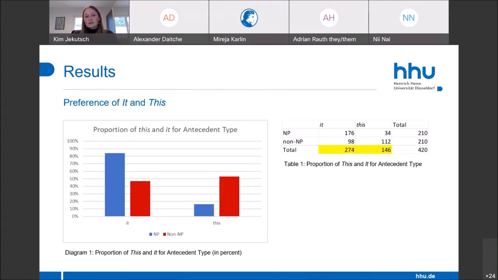Diagram 1 helps us to take a closer look into the different conditions. The figure shows the frequency of it and this in all instances in percent. Blue indicates reference to a noun phrase and red to a non-NP entity. Right at first glance, we can observe that, according to my prediction, it was preferred when referring to a noun phrase, and this was preferred when referring to a predicate or non-NP entity. To test if these results are significant, I did a chi-square test, which revealed that the results are significant at p below 0.001.